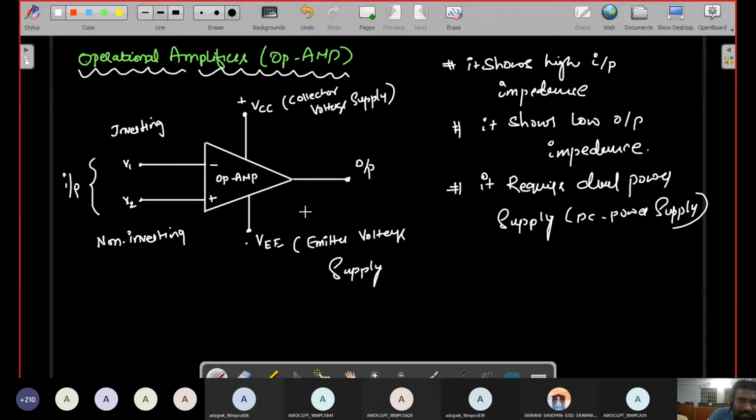Okay, next I'll explain inverting and non-inverting operational amplifiers.